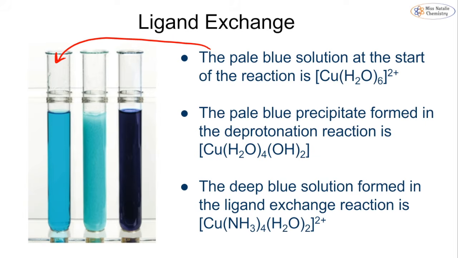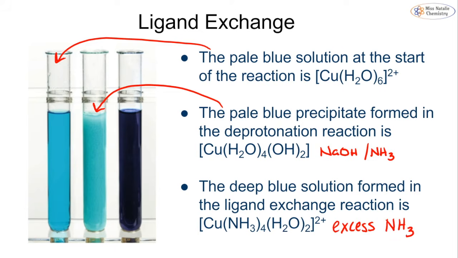When we undergo the deprotonation, either with the sodium hydroxide or the ammonia, we make that pale blue precipitate. And that's the compound that we've seen previously. When we then get this excess ammonia being added, we get a ligand exchange reaction, and this gives us this deep blue solution where we get the ammonia ligands taking the place of the waters and the hydroxide.